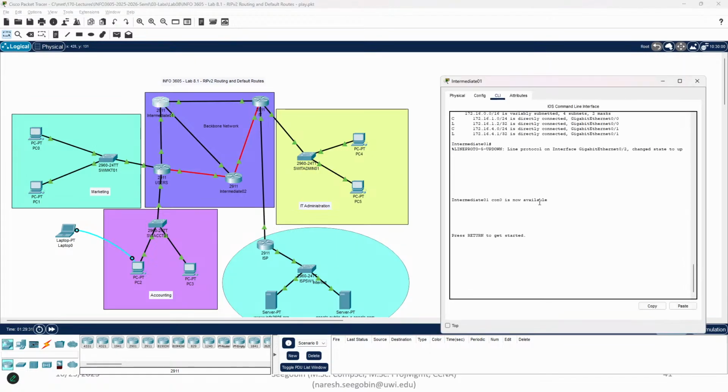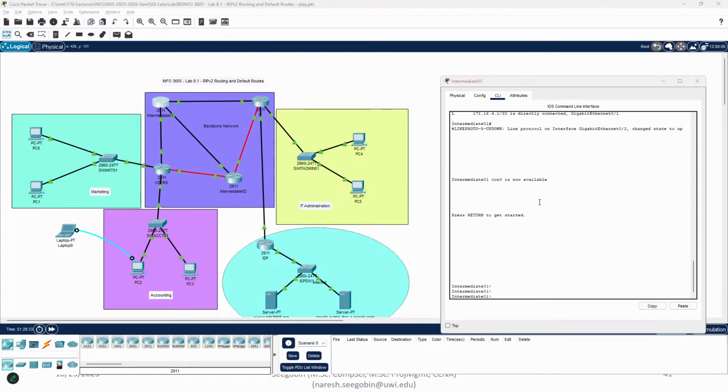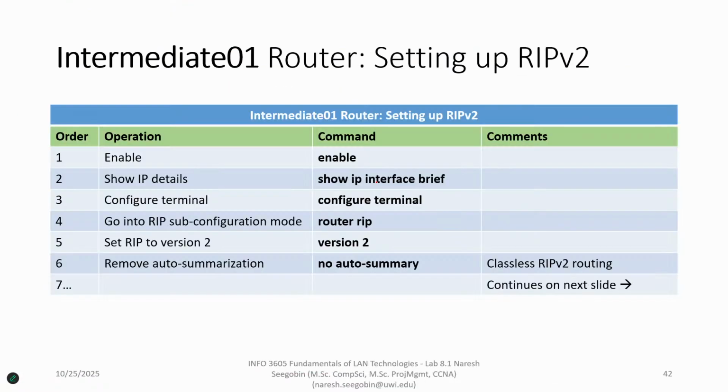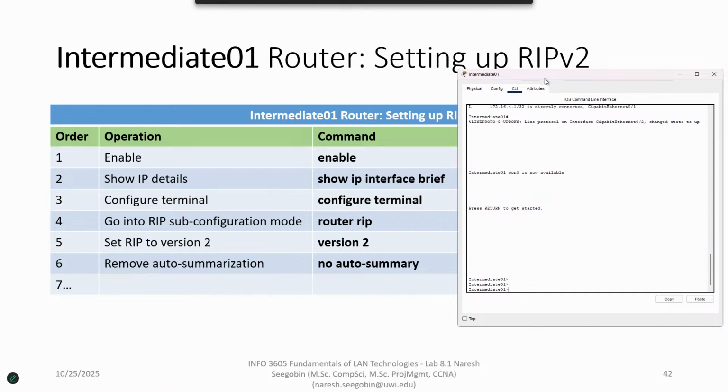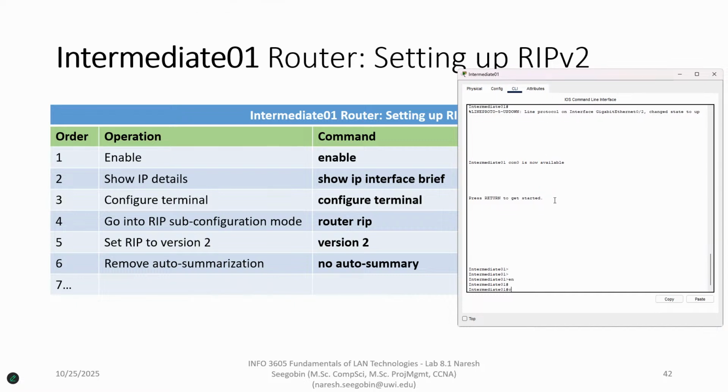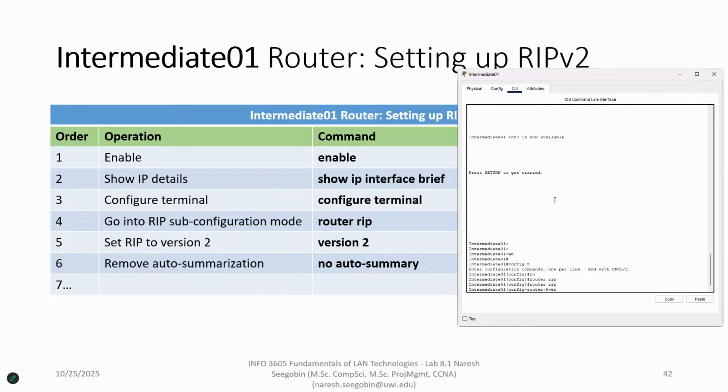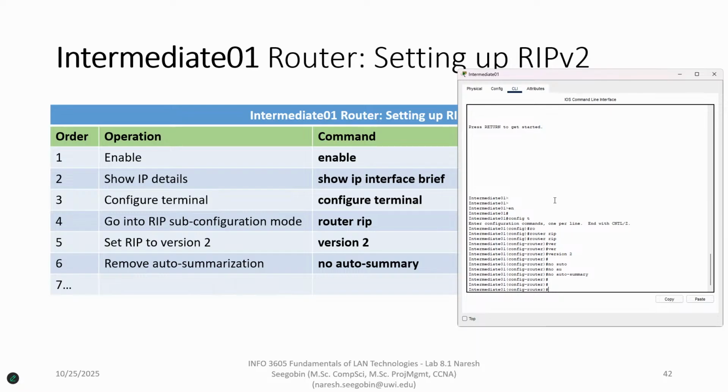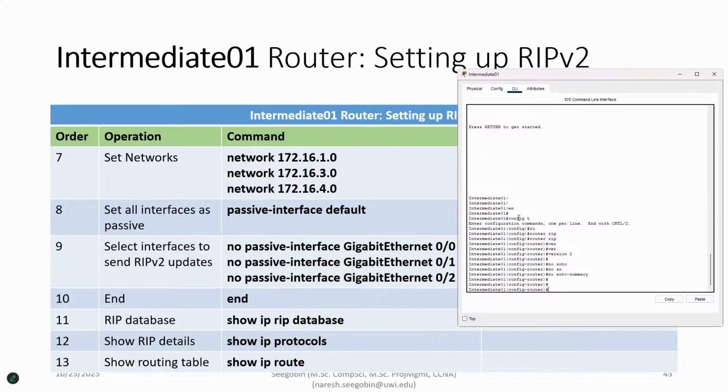So intermediate 01. Same as before, and we set the network. So you see how easy it is. Router RIP, version 2. No auto summary. Come on. Sometimes it does, right? Network command.